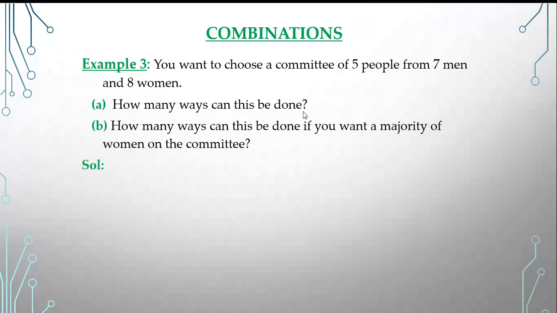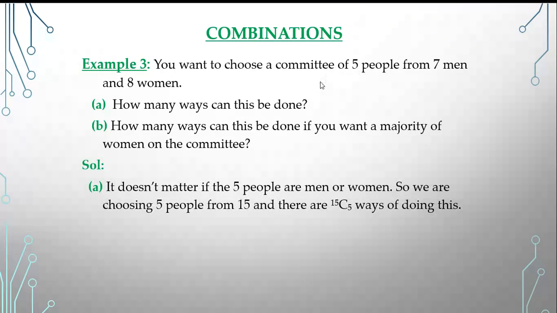No condition is given on how many men should be in our five-person committee and how many women. They may be anything, man or woman, doesn't matter here. So the total number of ways to choose the five members: out of how many members do we select five people? 7 plus 8, that is 15. So out of 15 we have to choose only 5 people. So that is 15C5 ways to do this.